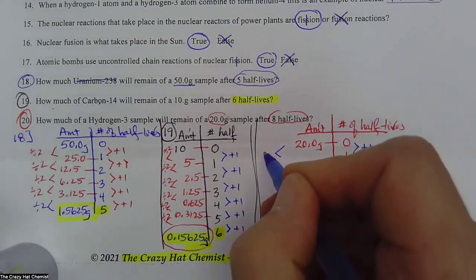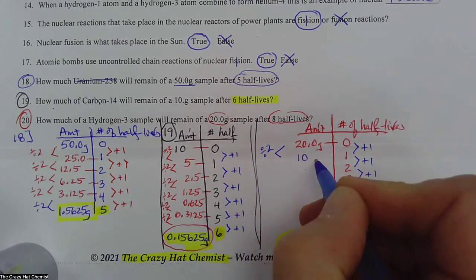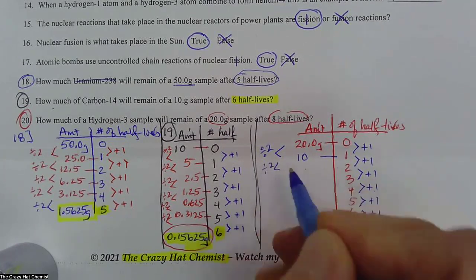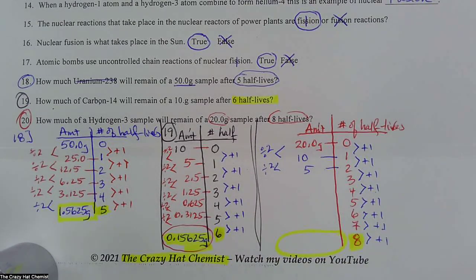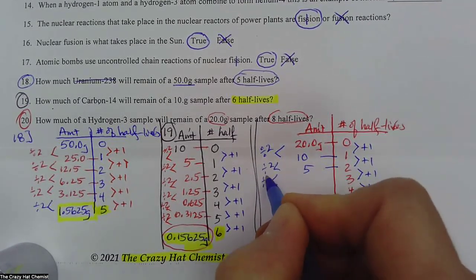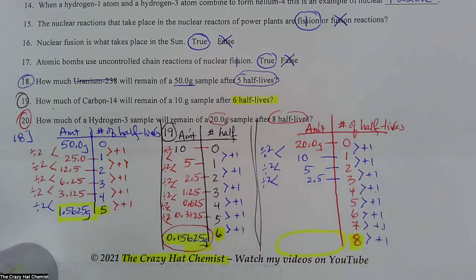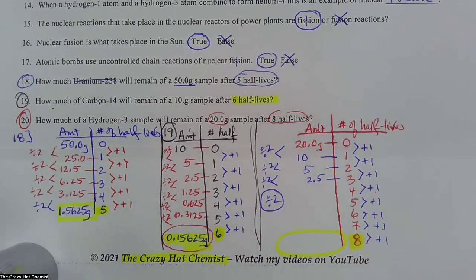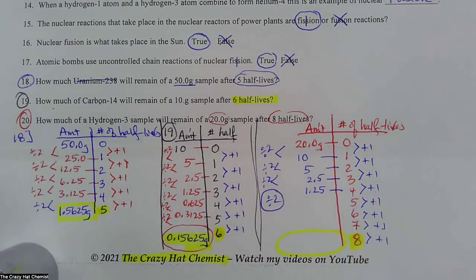For each of these in this column, we're going to divide by 2. So we're starting off with 20. We divide by 2, and we get a 10-gram sample. That's how much remains at 1 half-life. We divide that by 2, and that will be 5 grams. So we have 5 grams at the end of 2 half-lives. We take that and divide by 2. We get 2.5 grams at the end of 3 half-lives. Divide by 2 again, we get 1.25 grams at 4 half-lives.